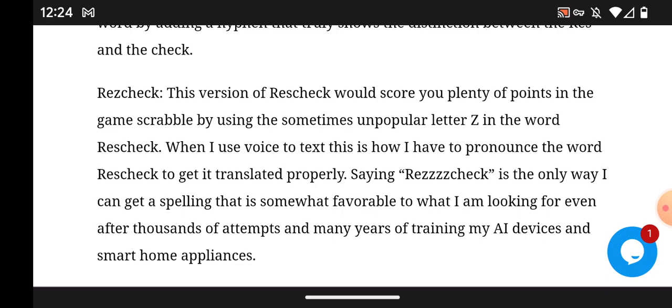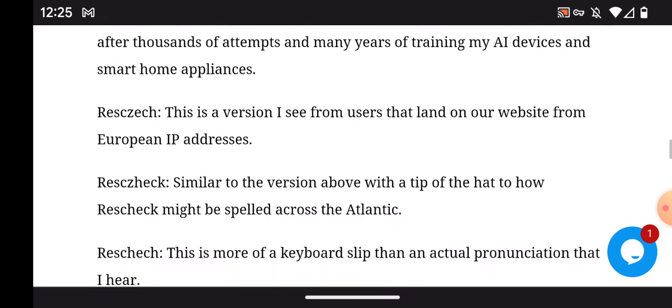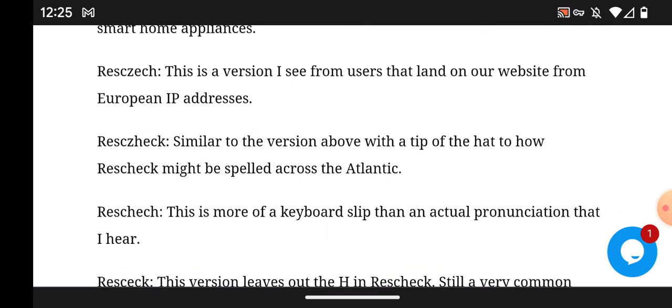Rescheck with a Z. This version of Rescheck would score you plenty of points in the game Scrabble by using the sometimes unpopular letter Z in the word Rescheck. When I use voice to text, this is how I have to pronounce the word Rescheck to get it translated properly. Say Rescheck is the only way I can get a spelling that is somewhat favorable to what I am looking for, even after thousands of attempts and many years of training my AI devices and smart home appliances.